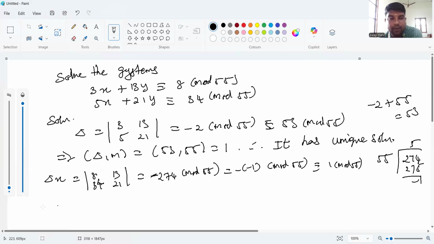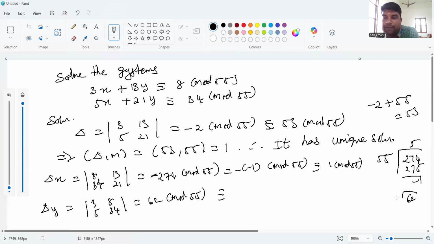Okay, and next find del y. Determinant of the same x column, the del matrix 3 and 5. Eliminate the second column 13 and 21, and instead put the right hand side constants 8 and 34, and take the determinant: 3 into 34 minus 8 into 5. We get the value 62 modulo 55. 62 can be divided by 55 one time, so the remainder is 7. So 7 modulo 55.